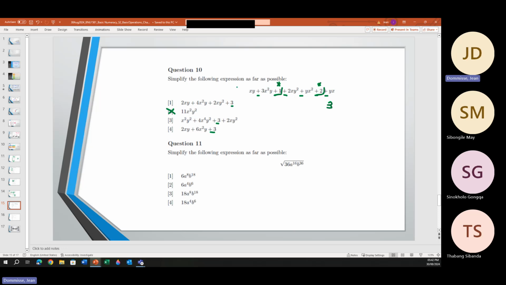Then I start at the first variable. Okay, so we've got xy. Let's see where else there is xy. No, this is x to the power of 2, so not. There's y to the power of 2, so we can't do that. X to the power of 2, not. But here is a yx, which is exactly the same as xy. So there we have another one. So xy plus xy is 2xy.